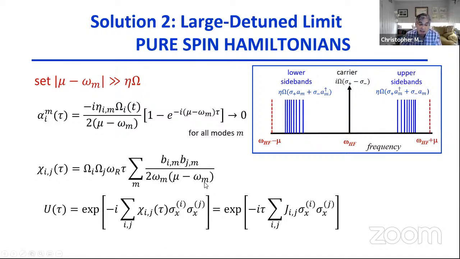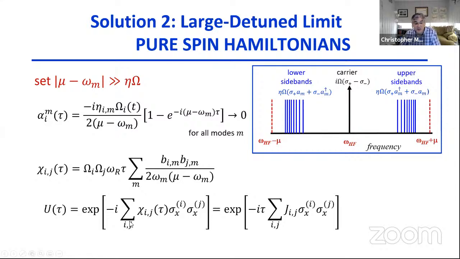The price we pay is that the spin-spin interaction is a lot weaker than it used to be, because that same detuning we made big is in the denominator of this Ising coupling. But the good news is that when we set alpha to be very small, this chi parameter, the amount of Ising interaction, is proportional to time.